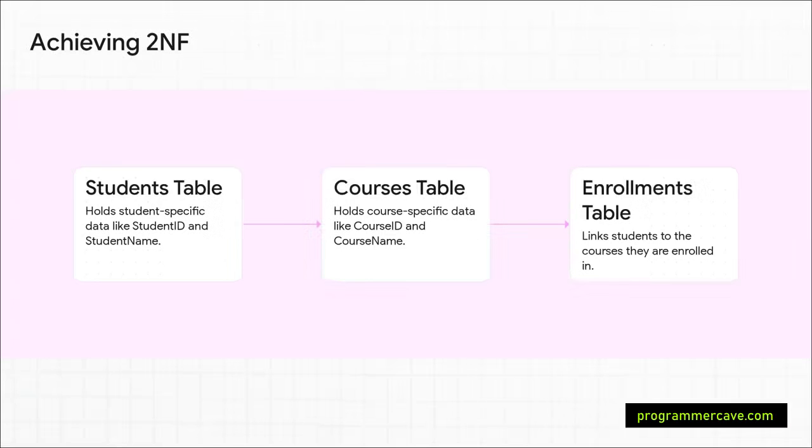Not great. Okay, now we move to second normal form, or 2NF. This is where we start getting smarter.